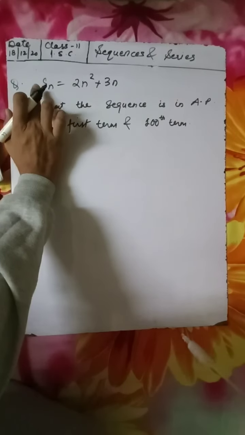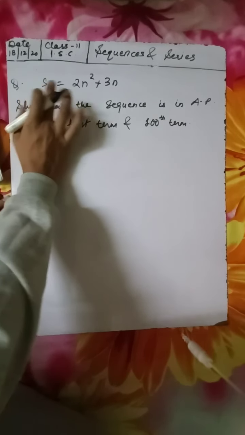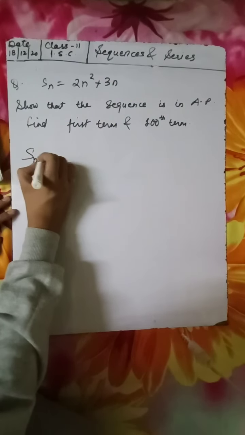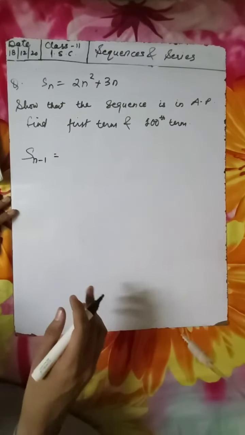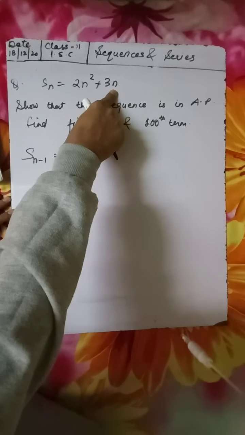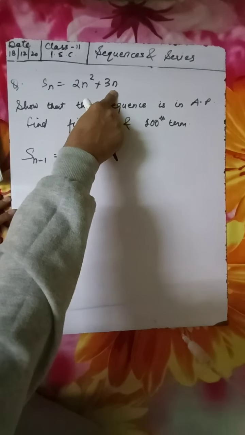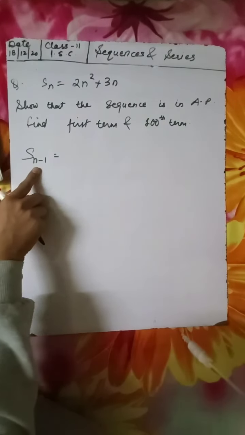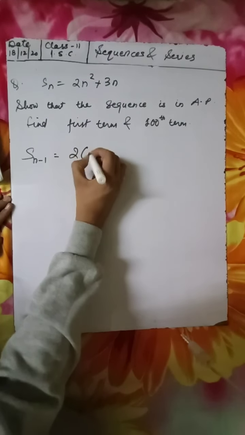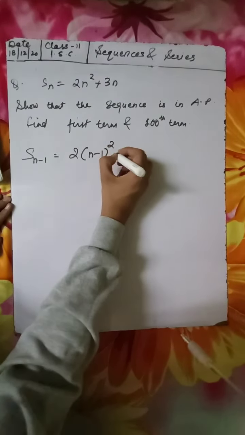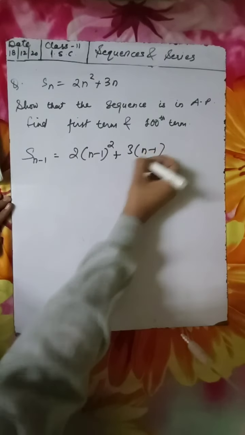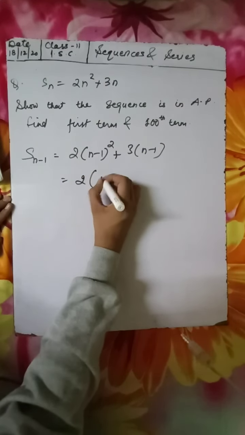You have the sum of the numbers up to n, that is 2n square plus 3n. If I ask you what is Sn minus 1, this is the pattern which is given to us, which is the sum of n terms. Now if I ask you what is the sum of n minus 1 terms, the one preceding number, you will tell me 2, and in place of n we put n minus 1. So let's see what happens.